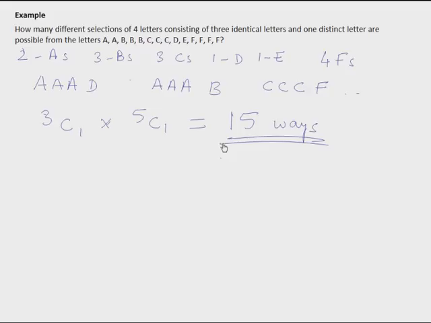Again, think about it. 3C1 means picking one letter. 5C1 means again picking one letter. How then do I have 4 letters? Because this 3C1 denotes the triplet. So whichever letter I pick here will actually be repeated 3 times. The 5C1 denotes the fourth letter that I am picking, which must be different from the triplet.